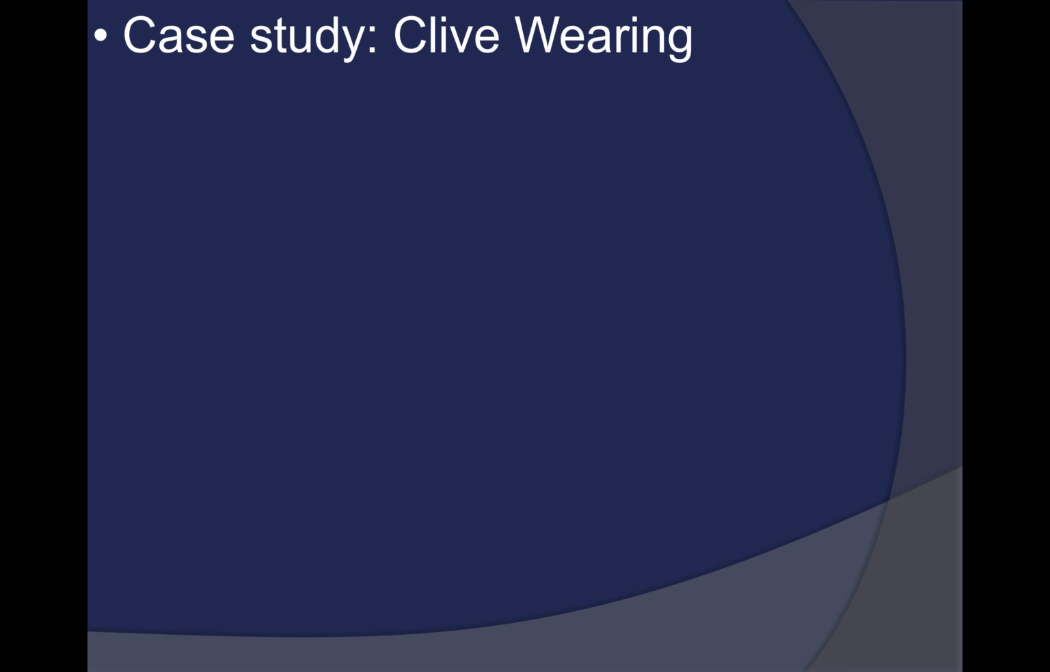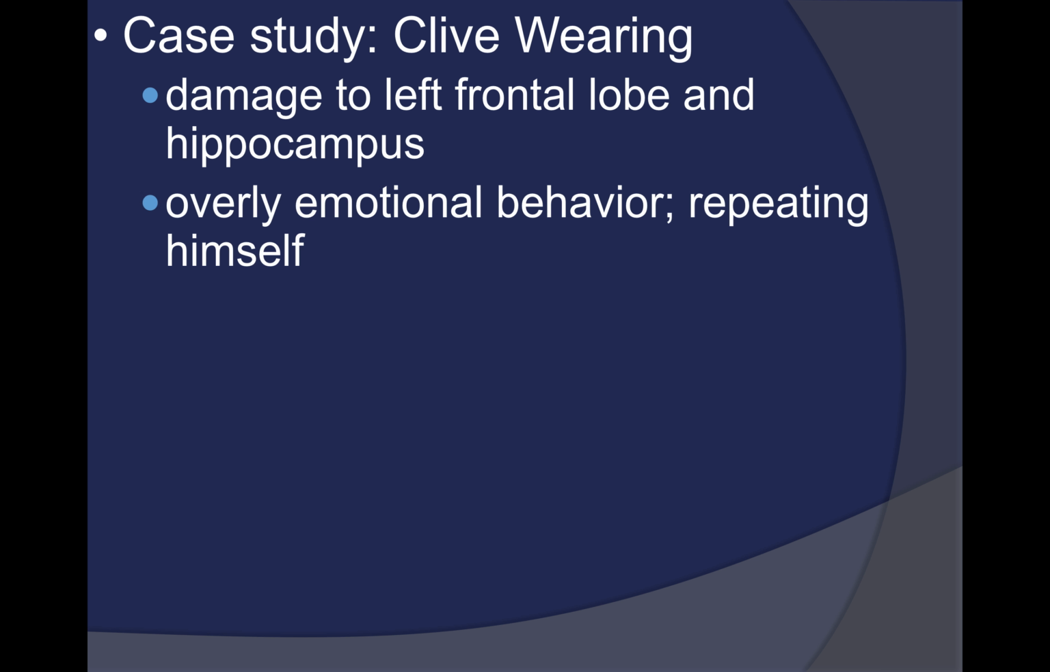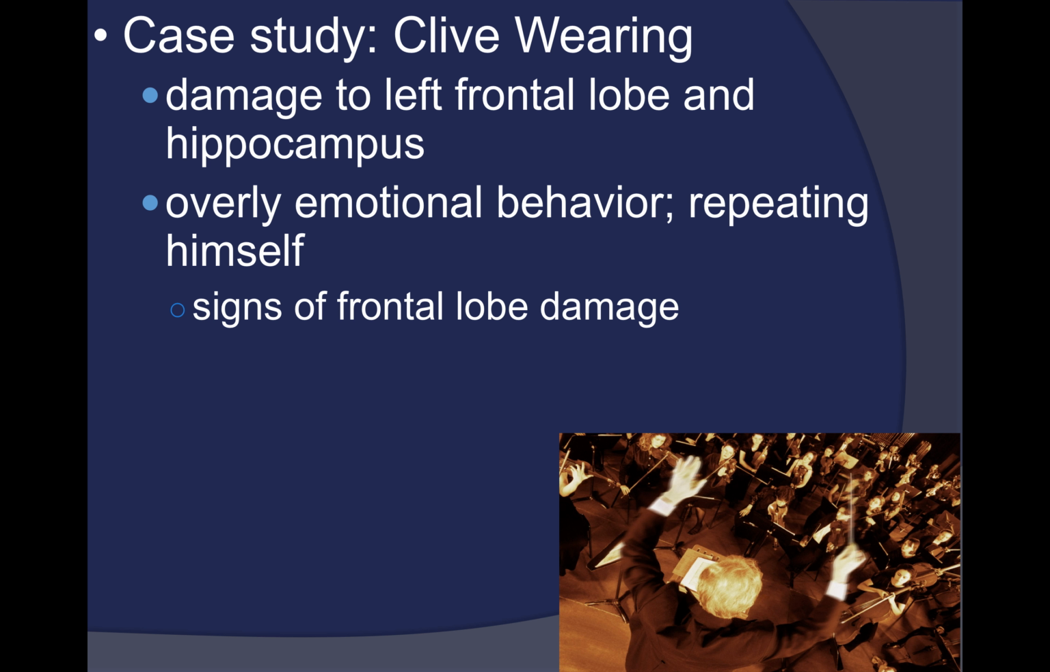So we're going to take a look at a case study, Clive Waring, and in Clive, the hippocampus is almost completely destroyed. Some of the left frontal lobe has been destroyed as well. The overly emotional behavior and repeating himself is actually due to the frontal lobe damage, but that terrible memory loss that you'll see is a sign of hippocampal damage. Oddly enough, Clive used to be a classical music conductor, and all of those skills are intact because they were learned prior to his injury, which actually happened from viral encephalitis.